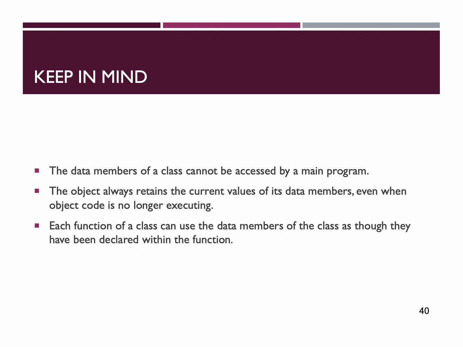Alright, keep in mind the data members of a class cannot be accessed by the main program. The object always retains the current values of its data members even when the object code is no longer executing. Each function of a class can use the data members of the class as though they had been declared within the function.